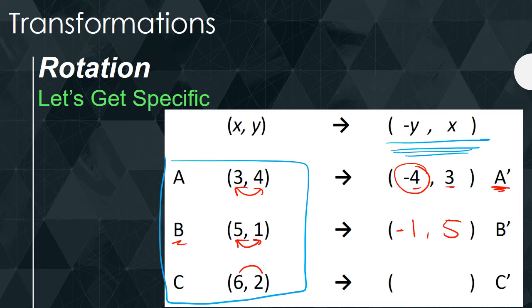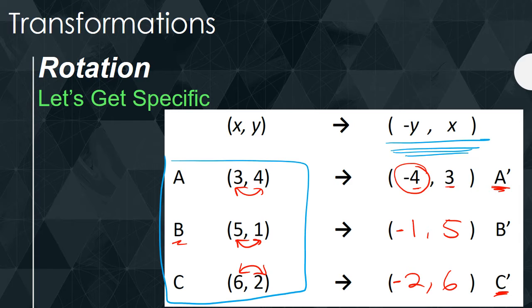Let's go ahead and flip C. C prime is going to be 2 and 6. And then we make sure that we do the opposite of our X coordinate 2 to make it -2. So we have some new points here. Let's go ahead now and graph it.